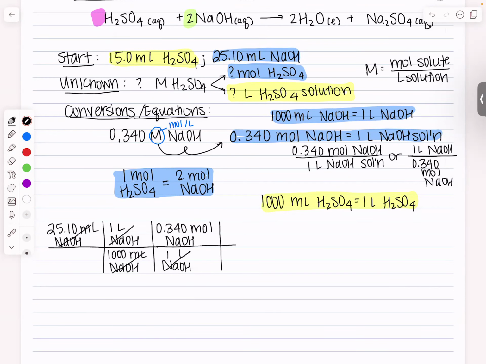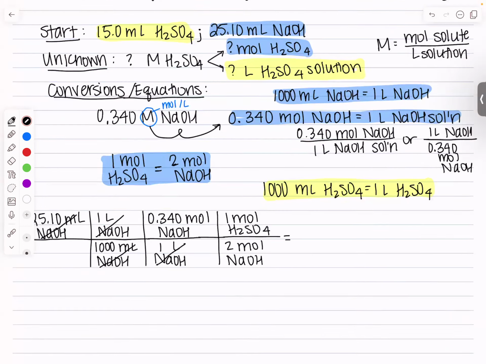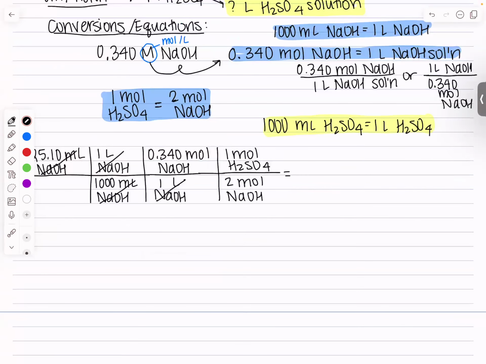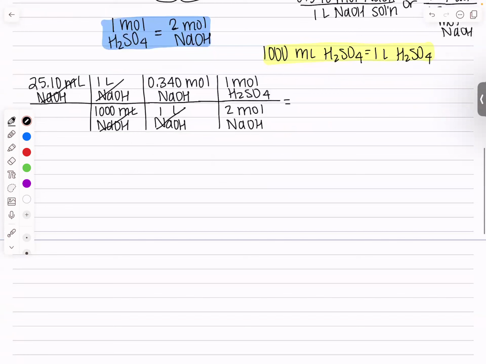And I'm trying to find the molarity of sulfuric acid, which means I need to have the moles of the sulfuric acid. So I can use my mole ratio last. For every 2 moles of sodium hydroxide, I have 1 mole of sulfuric acid. So I want to see this. If I was a lab teacher grading a lab, I would want to see your mole ratio written out as a conversion factor.